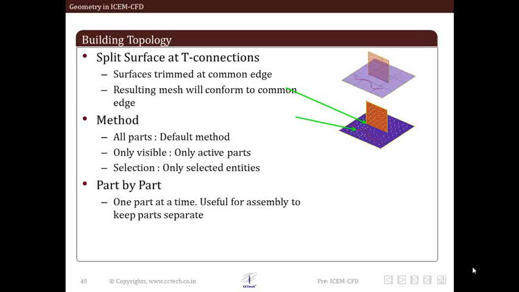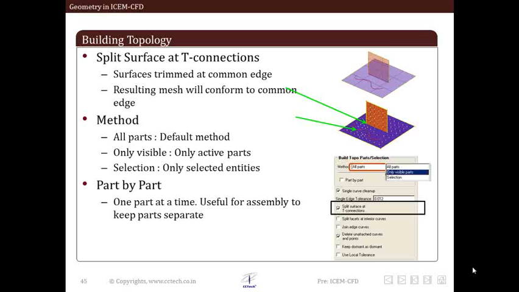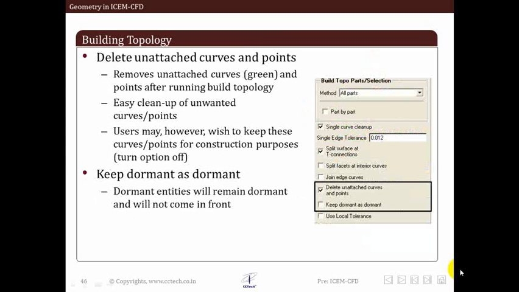Build topology option also has the provision to select the whole geometry or part of it to apply building topology. By default, all parts in the model tree are selected for this operation, but if needed, we can apply to only visible parts or selected entities from the screen select. Using the part by part option, building topology is applied to one part at a time. The option delete unattached curves and points deletes curves which are standalone entities, that is, any green curves and unattached points. If keep dormant as dormant is enabled, then those entities which were made dormant by the user will be kept dormant when topology is built.